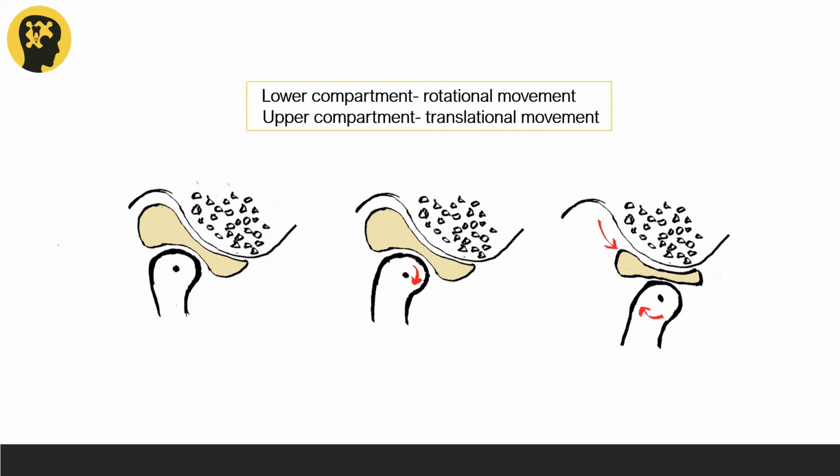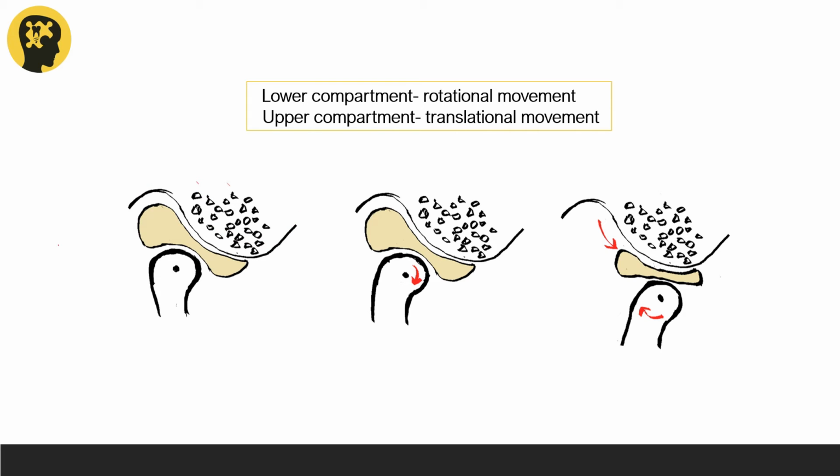We saw in the previous slide that the articular disc divides the joint into upper and lower compartments or synovial cavities. So here we have the condylar head, we have the articular disc which divides the joint into an upper and a lower compartment, and we have the mandibular fossa and the articular eminence.